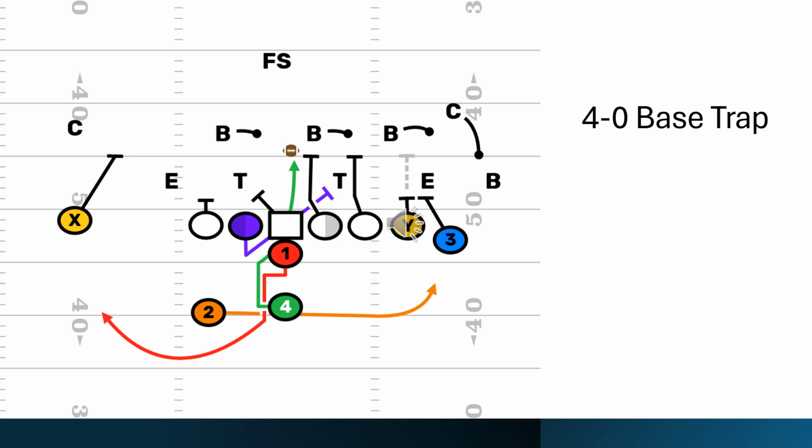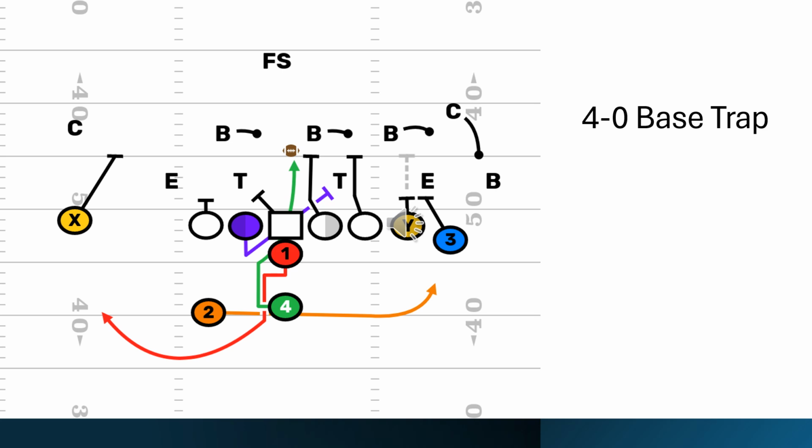The 4-0 base trap. We will be running this play when we need to gain just a few yards for a first down, or maybe we're inside the 5-yard line, close to the goal line of scoring a touchdown. This will probably be a go-to play.